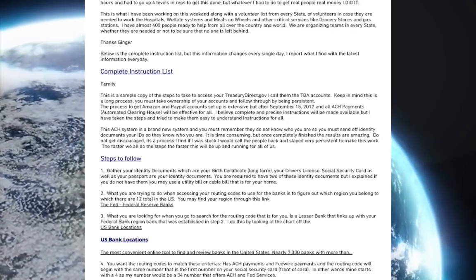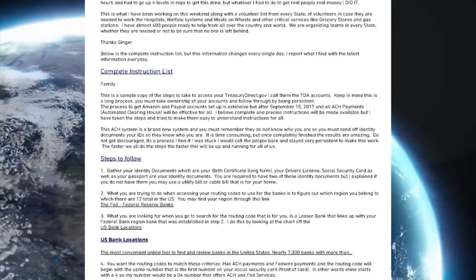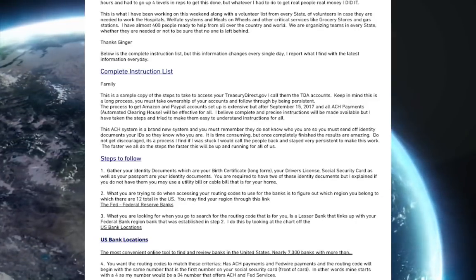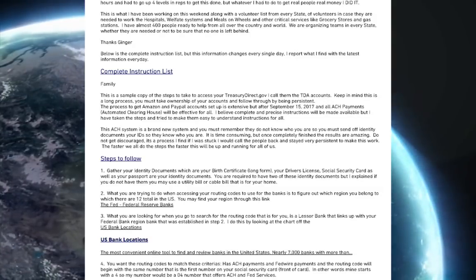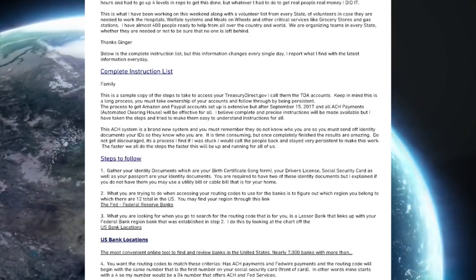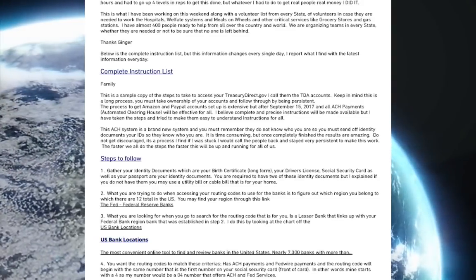You are required to have two of these identity documents, but I explained, if you do not have them, you may use a utility bill, or cable bill, that is for your home. 2. What you are trying to do, when accessing your routing codes to use for the banks, is to figure out which region you belong to, which there are 12 total in the US.